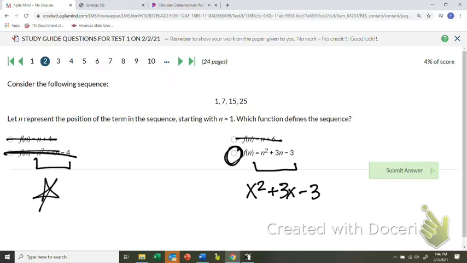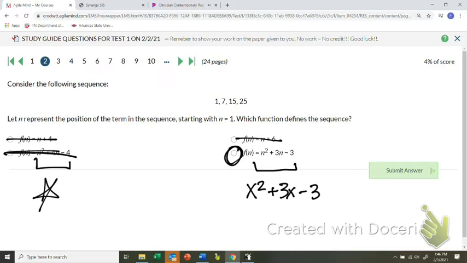All right, so here, when you put in a 1, do you get out a 1? Yes. All right, when you put in a 2, did you get out 7? Yep. When you put in 3, did you get out 15? Yep. And when you put in 4, you got out 25. All right, so let's say we don't want to use the calculator. What can I do?